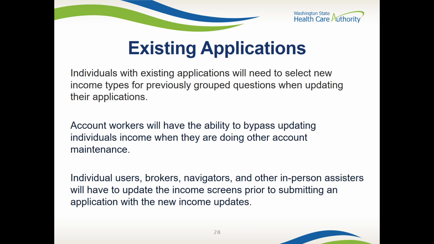Individuals with existing applications will need to select new income types for previously grouped questions when updating their applications. For example, Social Security and Railroad Retirement Income used to be a grouped question. Now, when an individual makes a change on their application, they will need to indicate whether this income is in fact Social Security or Railroad Retirement Income.